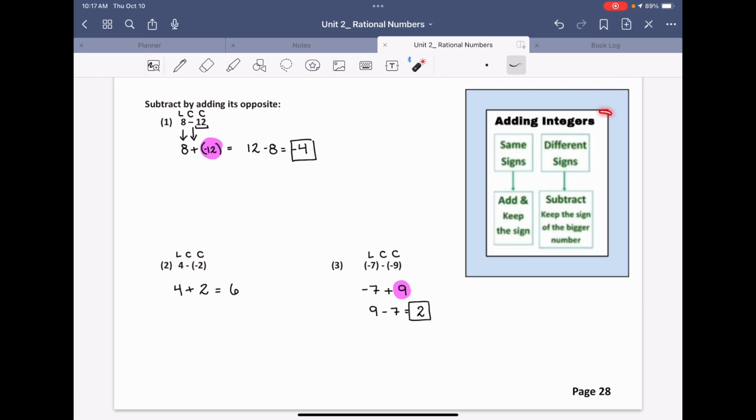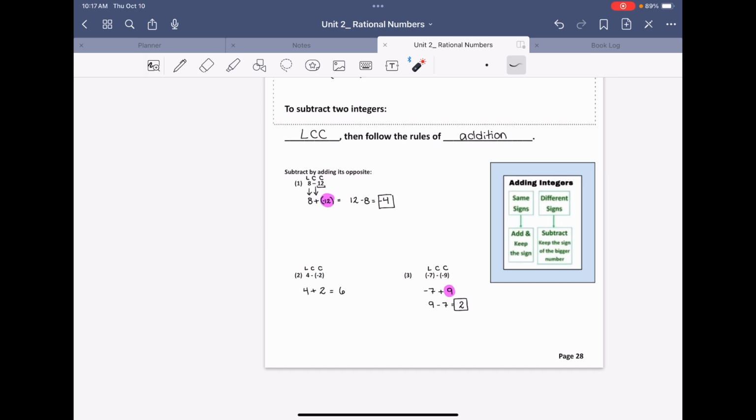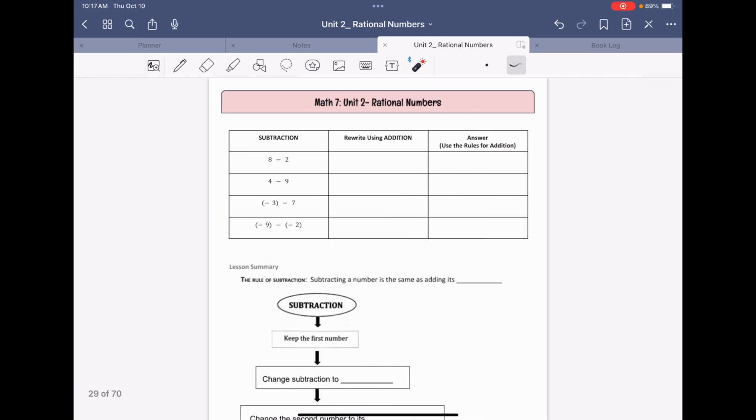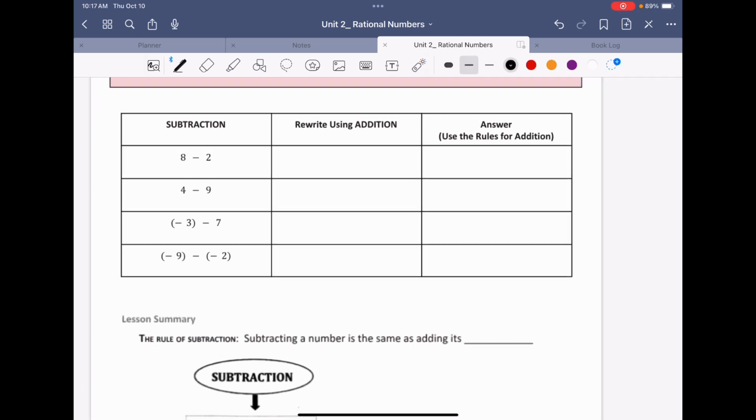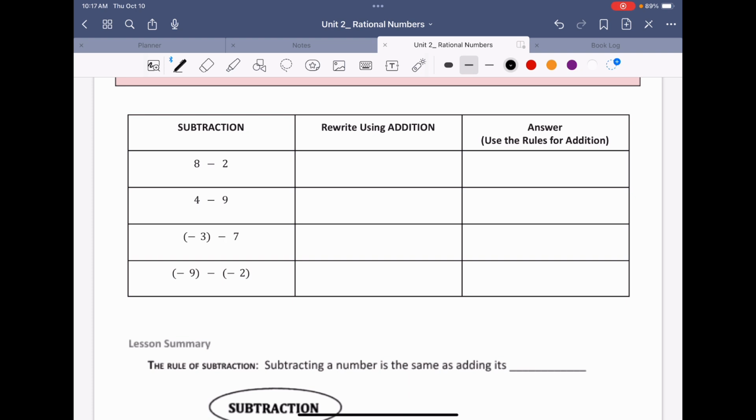Over here on the side, it's just telling you the rules that we just talked about. On to the next page. So we're going to fill in this chart. I want you to fill in this chart on your own. Try it on your own first, then unpause the video and check your work.